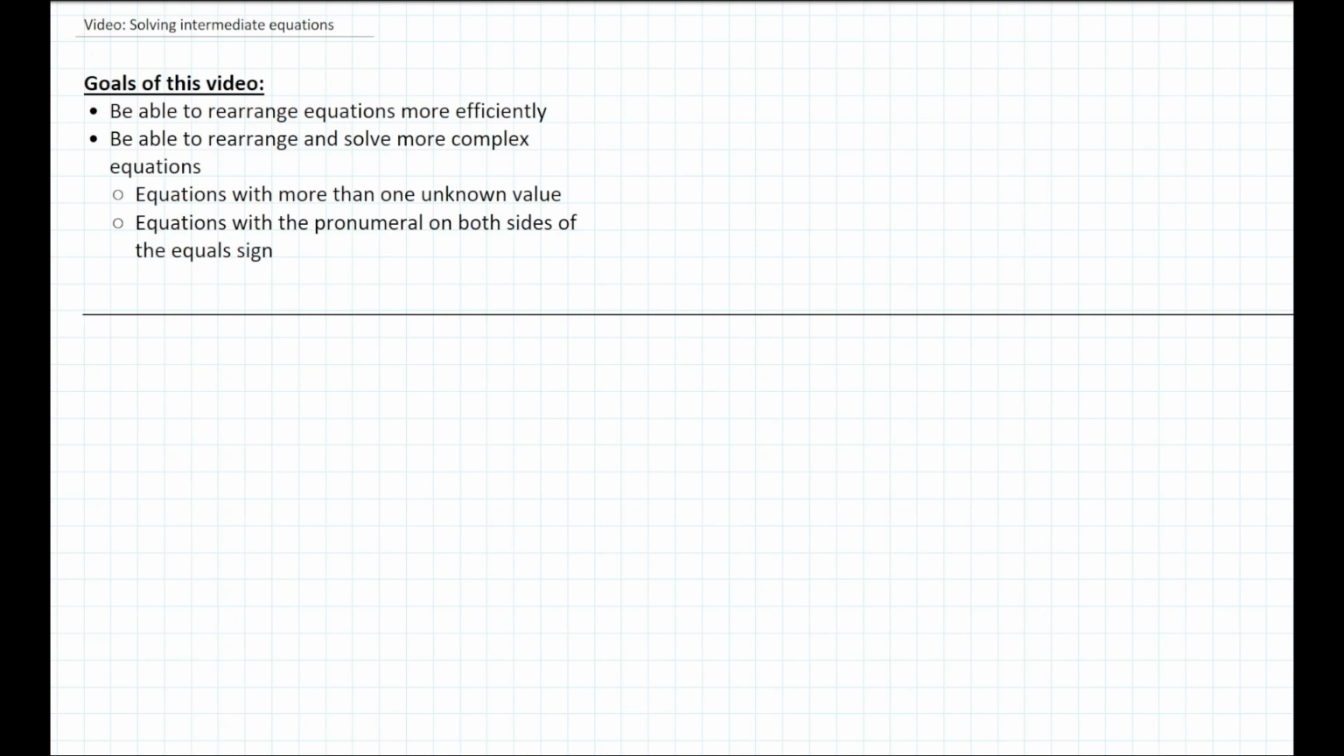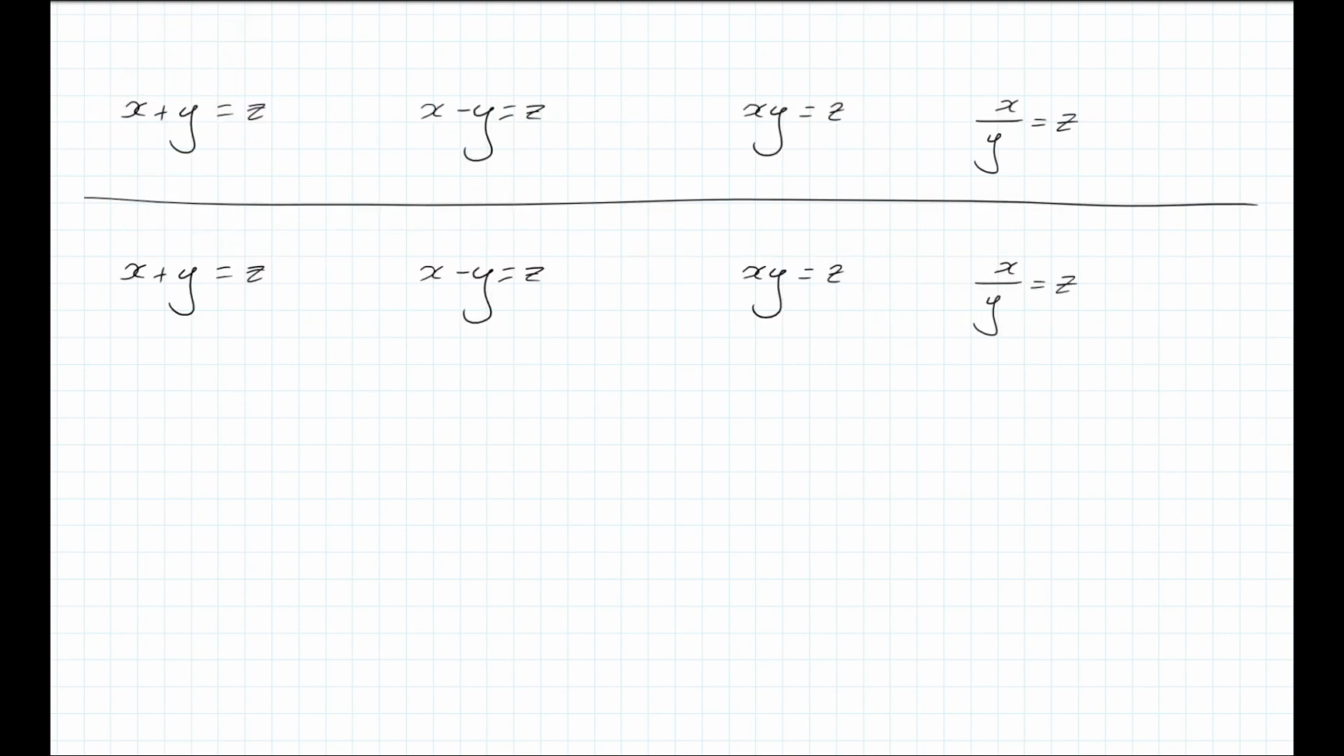The goal of this video is to be able to rearrange equations more efficiently and be able to rearrange and solve more complex equations. That's equations with the unknown on both sides of the equation, or when there's more than one unknown in the equation, so you can't get an exact numerical value. So let's start with these equations here.